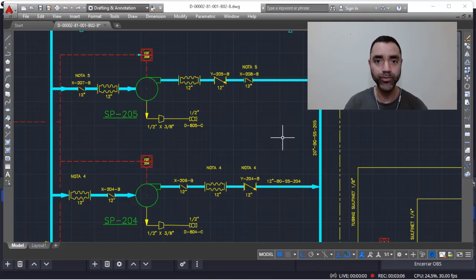So let's start with understanding what this process is. In this process we have a blower that is responsible for taking a gas, a saturated gas, building pressure on it and delivering it to another process.